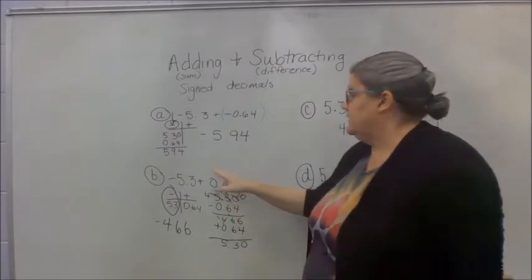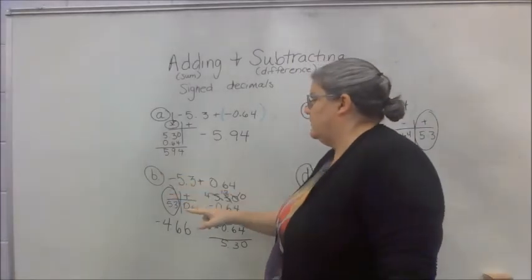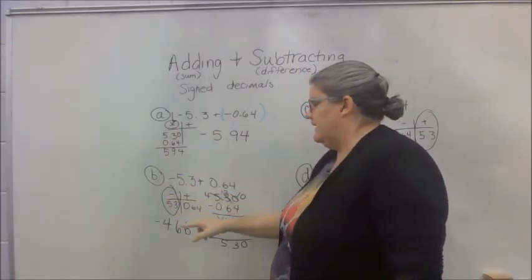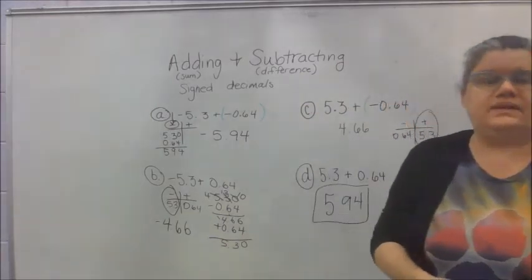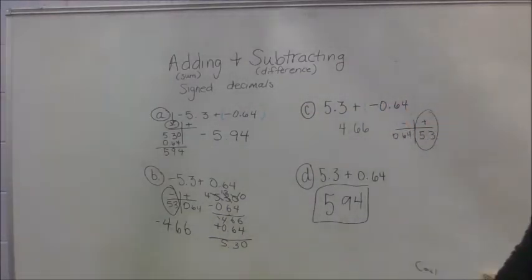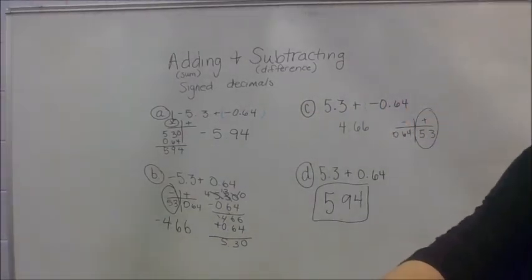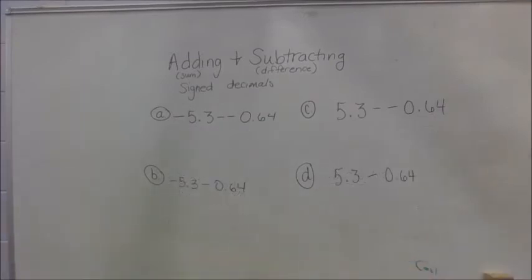And here, the 5 3/10 was the larger decimal, and it was negative, so it gets to have a negative sum. So I'll be right back with a few examples of subtraction. Okay guys, here we are back with pretty much the same numbers, just written with subtraction this time.